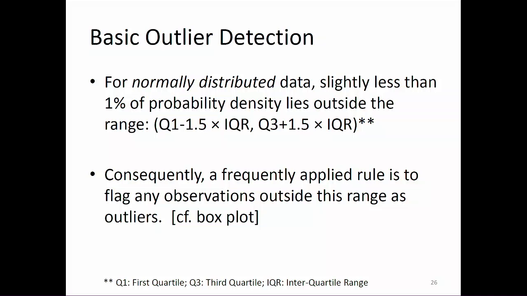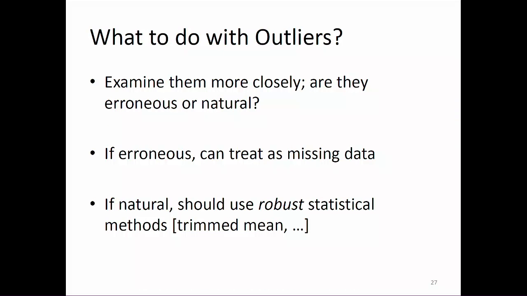Some packages might have slightly different defaults, but they use this simple rule and they say, okay, anything that lies outside this range, let's just call it unusual. Let's flag it as a potential outlier. So as a consequence, this rule is often applied to flag potential outliers, in particular for the box plots we saw earlier.